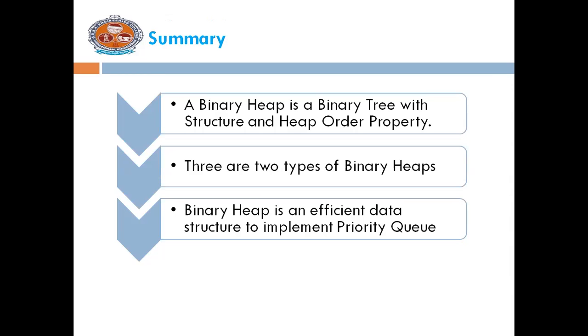Generally a binary heap is used to represent a priority queue. In a priority queue, deletion is performed based on some priority. A binary heap is an efficient data structure to implement a priority queue because there are two priority queues, min priority queue and max priority queue. So the binary min heap is used to implement the min priority queue and the binary max heap is used to implement the max priority queue. So it's an efficient data structure to implement the priority queue.